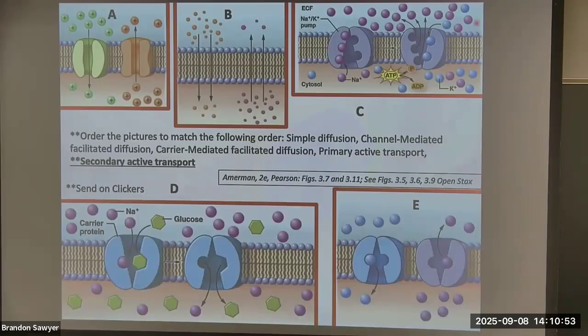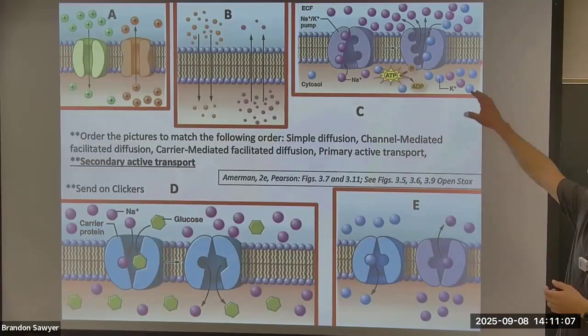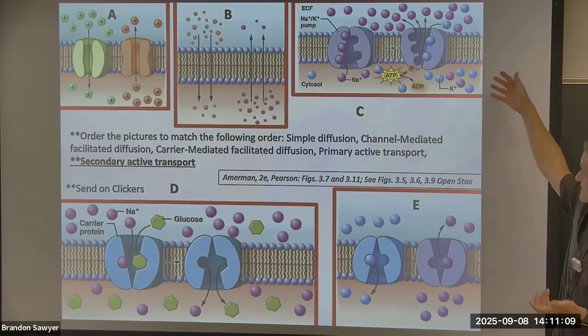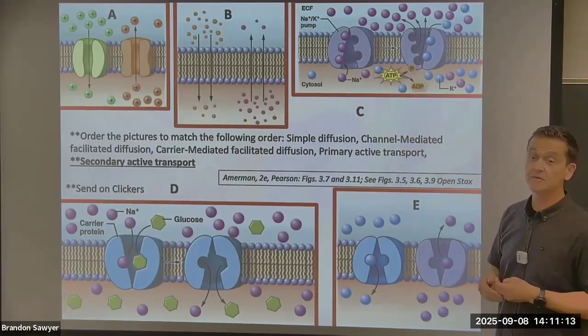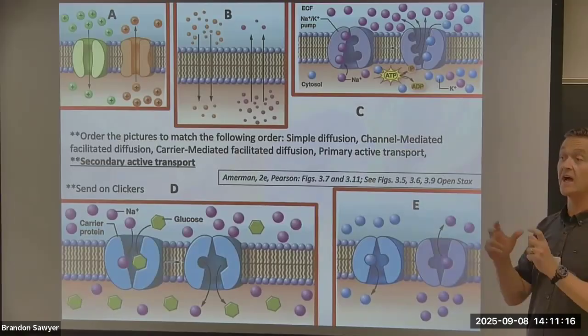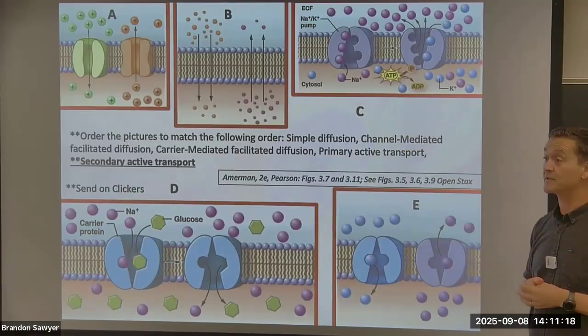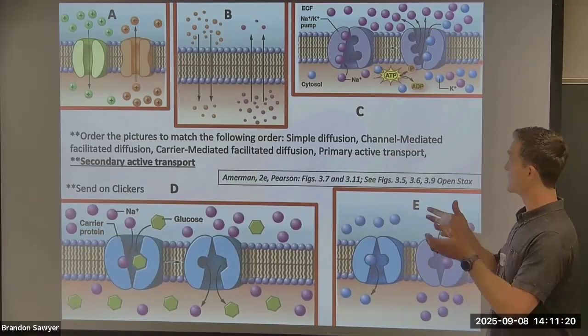So if we go back to the definition of primary versus secondary active transport, primary uses what for energy? We need energy for active transport. Primary active transport uses ATP. The key feature with these is there's sodium and there's potassium. Both of them are moving from low to high concentration, the opposite of diffusion, so that requires energy.